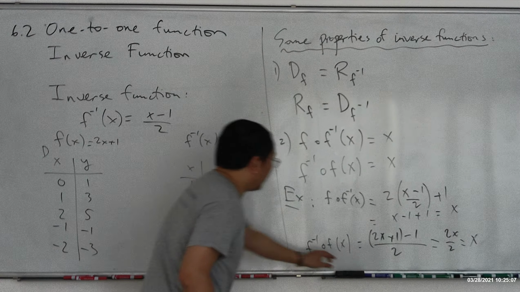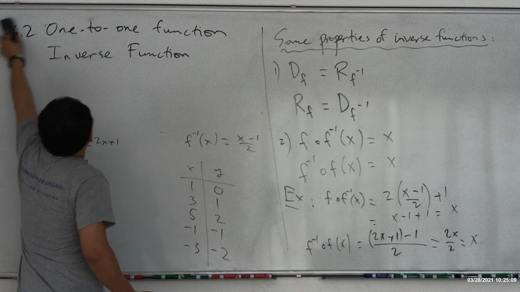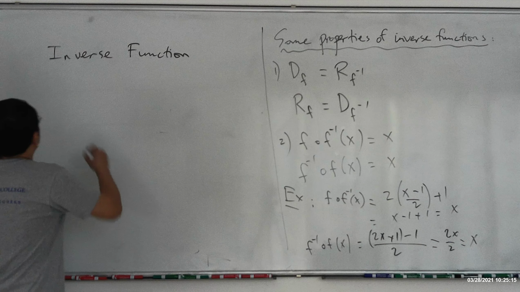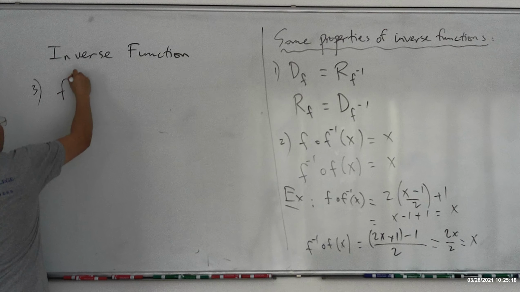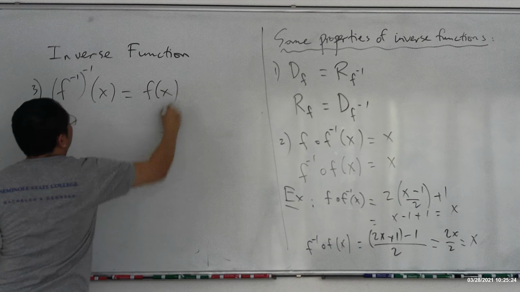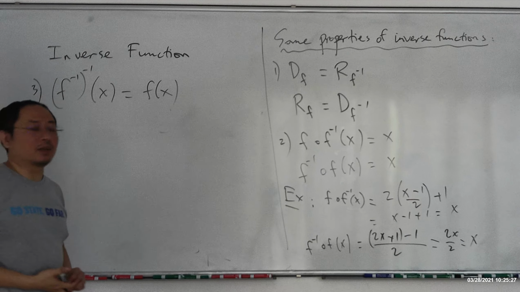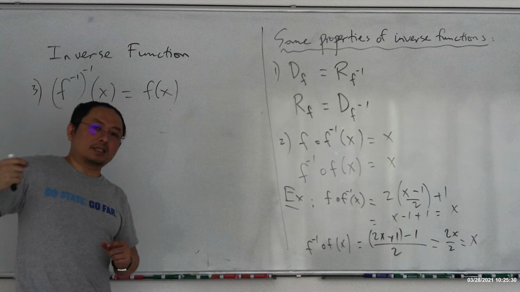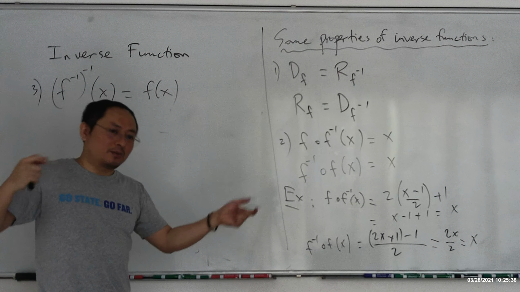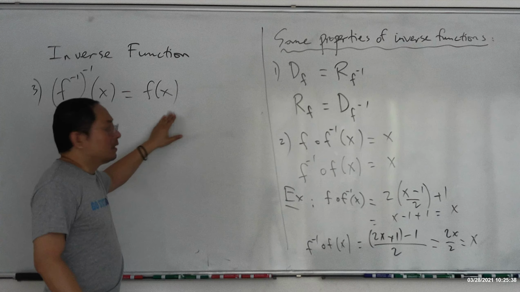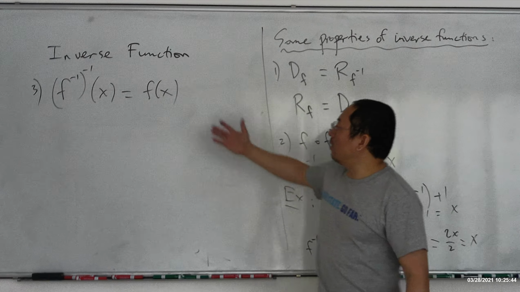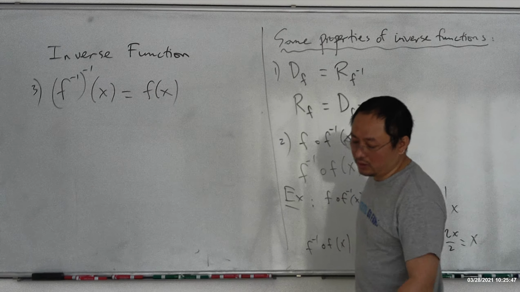The third property. Property number 3 is f inverse, and then inverse, of x is equal to f of x. So the inverse of the inverse comes back to our original function, right? Let's see, x in, y out. The inverse of this is y in, x out. Then the inverse of y in, x out is back to x in, y out. So the inverse of the inverse gets back to our original function. So you never have a third function involved here. Always it's the original function and its inverse.